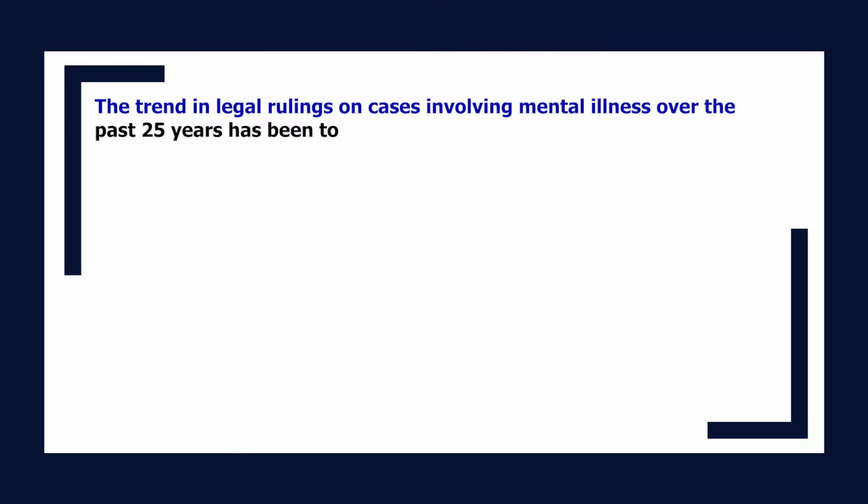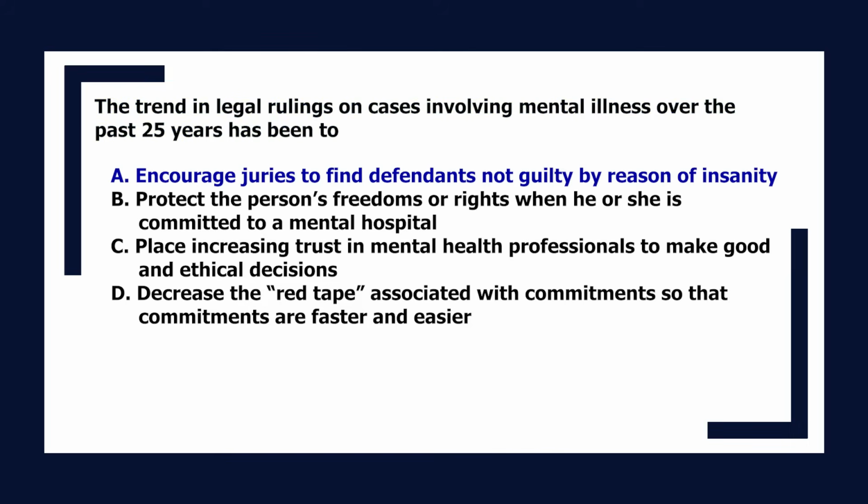The trend in legal rulings on cases involving mental illness over the past 25 years has been to: A. Encourage juries to find defendants not guilty by reason of insanity. B. Protect the person's freedoms or rights when he or she is committed to a mental hospital. C. Place increasing trust in mental health professionals to make good and ethical decisions. D. Decrease the red tape associated with commitments so that commitments are faster and easier.